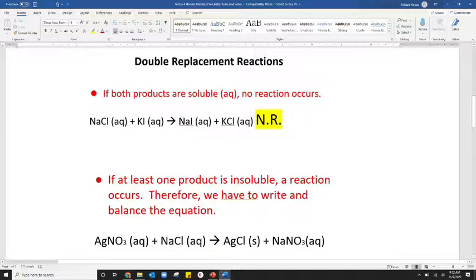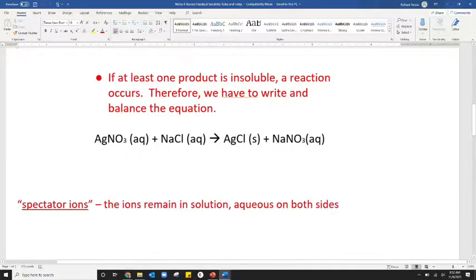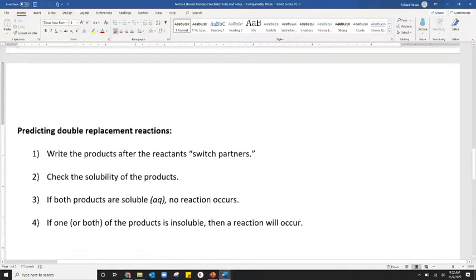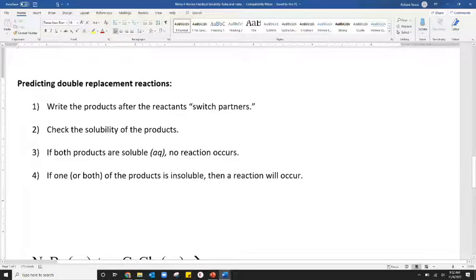So flip your sheet over and let's take a look at some examples of how to do these. To predict a double replacement reaction, the first thing you want to do is switch the partners of your reactants. So just take the insides together and the outside ions together. When you put the inside ones together, be sure you put your positive ion first, like calcium came before carbonate in my right-hand side over there.